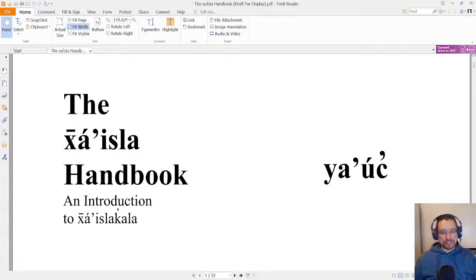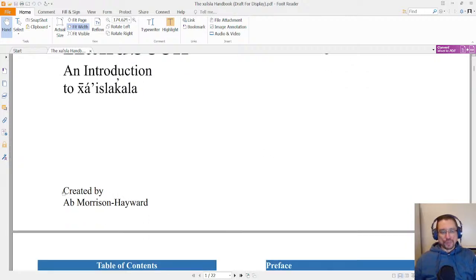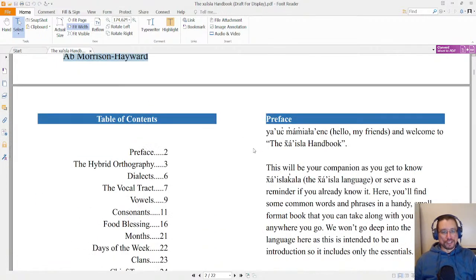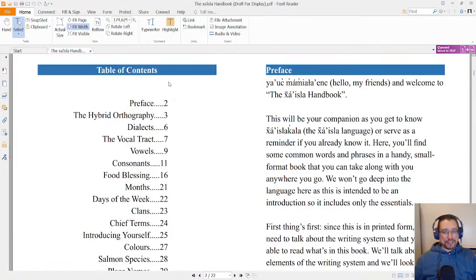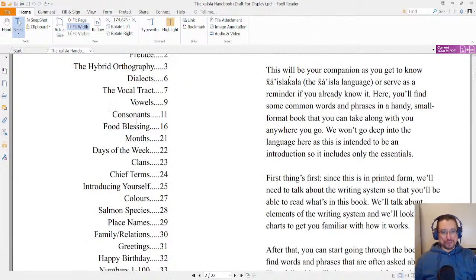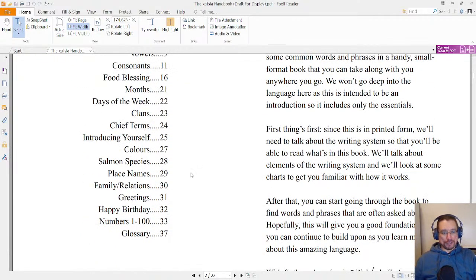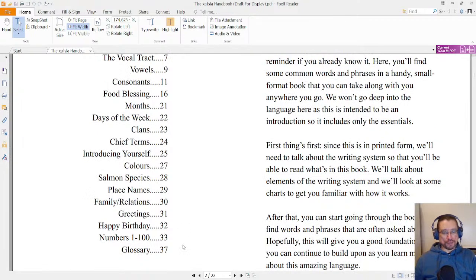So this is the xa'isla Handbook. It is an introduction to xa'isla. So this is the front cover, the outside front cover. This is the inside of the front cover. It just says Jouts, which means hello. So this booklet was created by me at Morrison-Hayward. There's a table of contents here. So I break it down into different categories. You see the page numbers here.